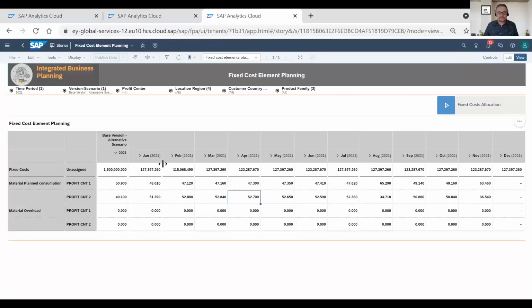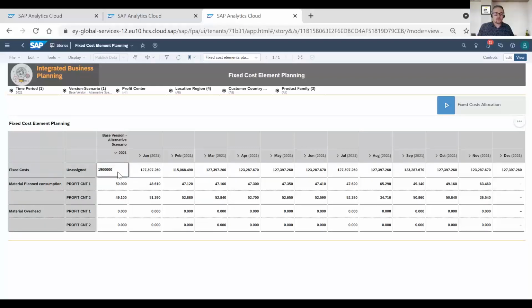Okay, sure. So now here we have a fixed cost planning sheet, where again we can do a detailed and granular level of planning. So suppose we have the fixed cost line here. What we can do is allocate this number based on the ratio that we have here for the material plant consumption. For this, we have a data action calculation written. What it would do is, if we put any number in this line, it would allocate based on the profit centers ratio. So let's do that.